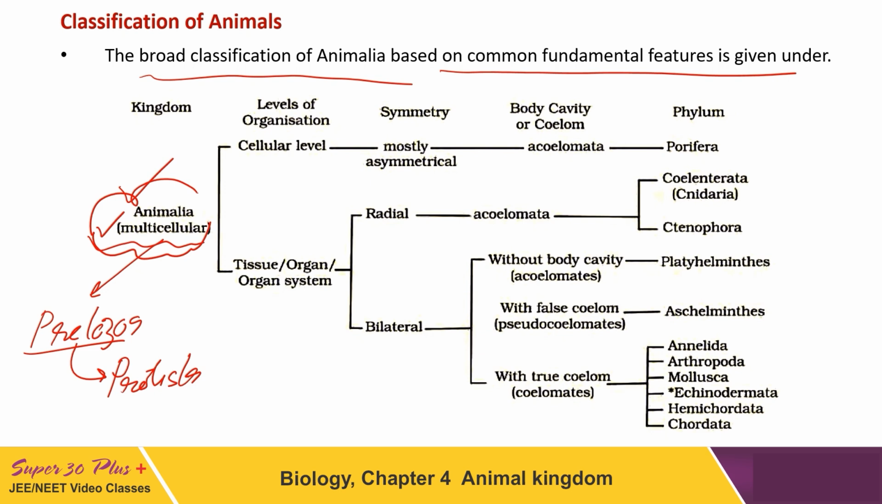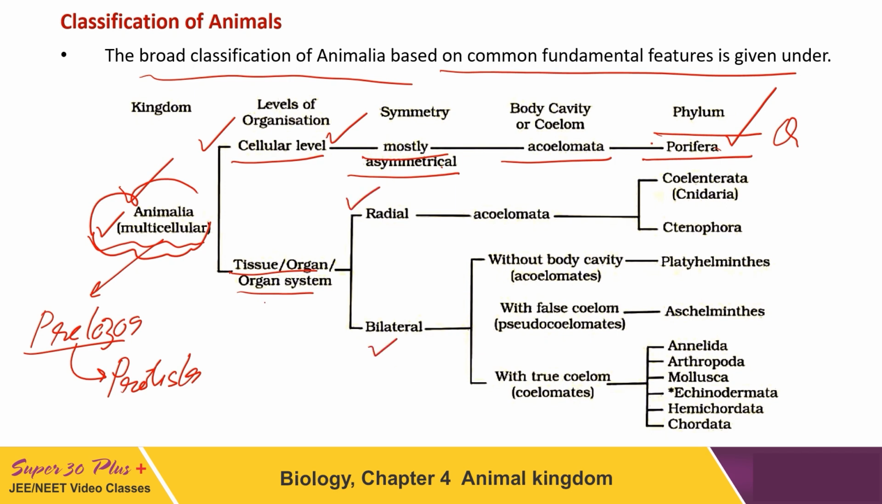Level of organization: cellular level of organization, tissue, organ, or organ system level of organization. Here most of the organisms are asymmetrical, and the example of this is Porifera. Very, very important example, an important question. Porifera are asymmetrical, and they have cellular level of organization. Then symmetry will be of two types, radial and bilateral.